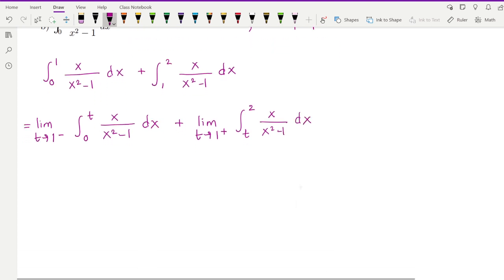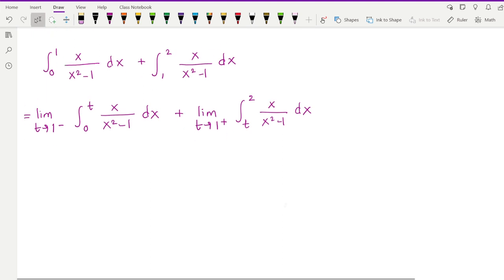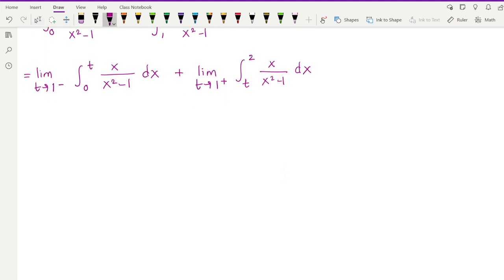And so now really we just want to focus on evaluating one of these to start. And then if one of them converges, then we still need to try the other one. But if the one that we do first diverges, then we're done. Then the whole thing diverges and we don't need to do any more work. So let's start with the one on the left.